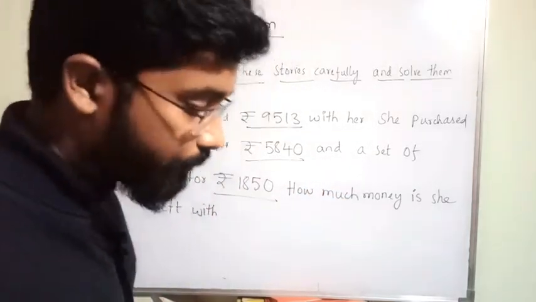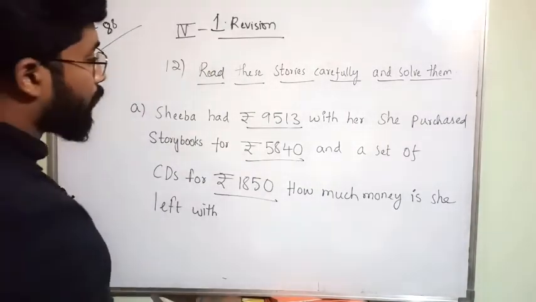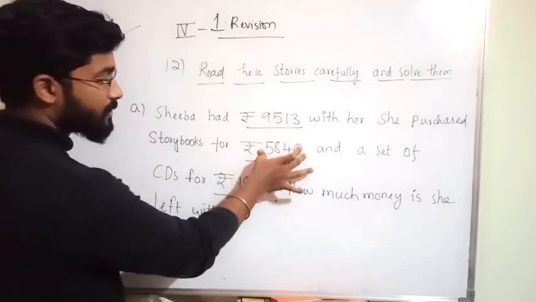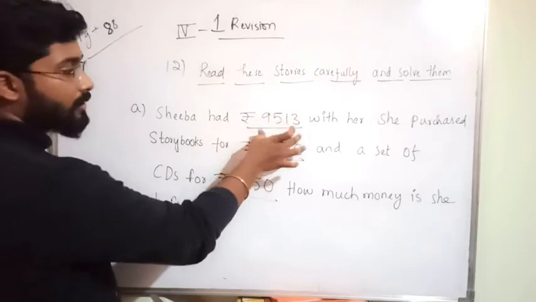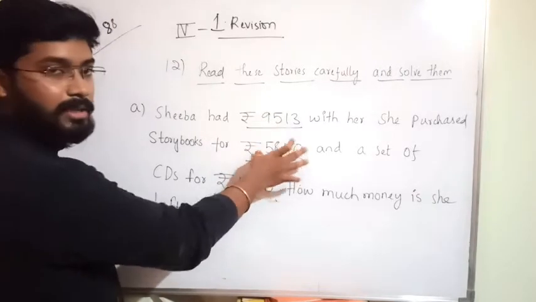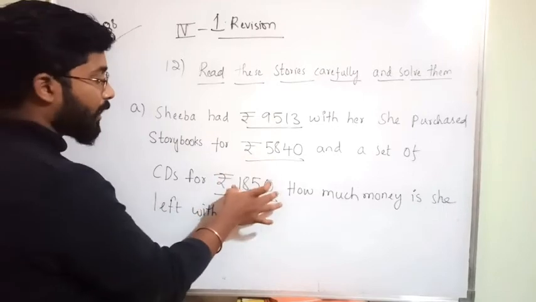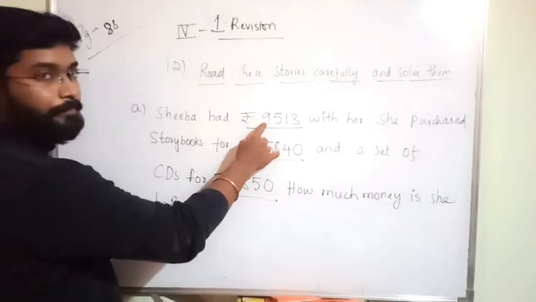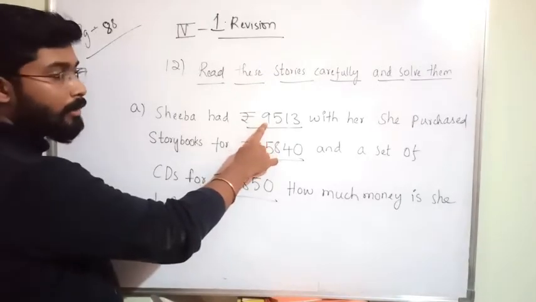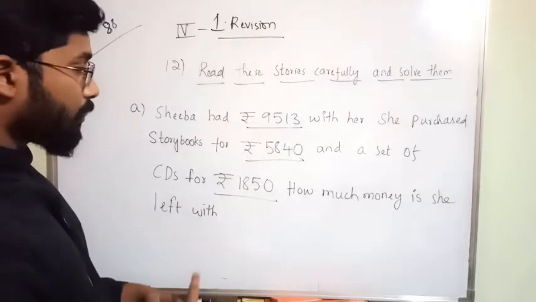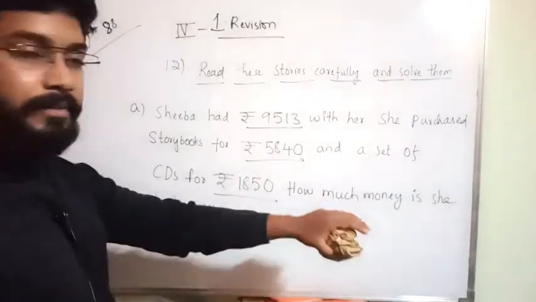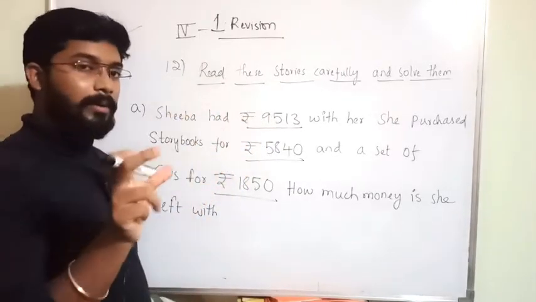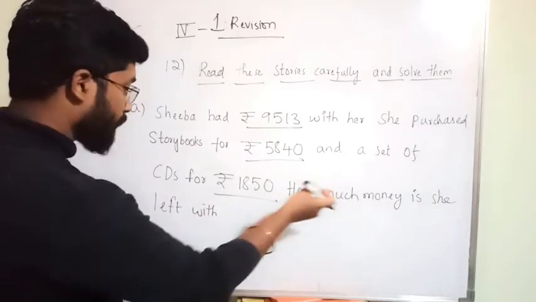So what we have to do? We have to subtract this amount and this amount from the total amount. This is the total amount. This is for the storybooks she purchased for this cost, and the CDs she purchased for this cost. If you remove these two from this, you will be left with a number, and that much amount is left with Sheba. Okay.